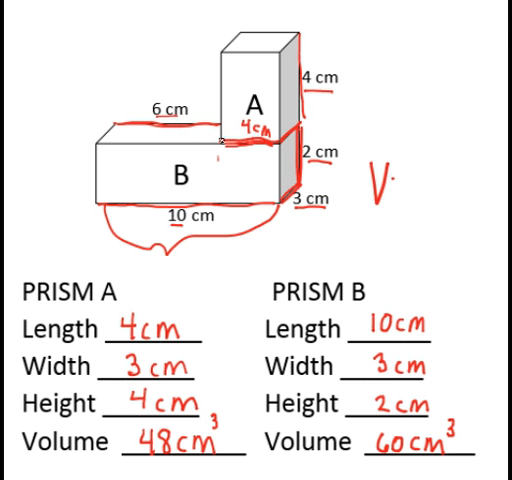To find the volume of the entire shape, I just need to add these two answers, 48 plus 60. Well, 60 plus 40 would be 100. If I add 8 more, I would get a volume of 108 cubic centimeters that make up the entire composite shape. So we're just using that same method of finding the volume and then combining the shapes to get our total volume.